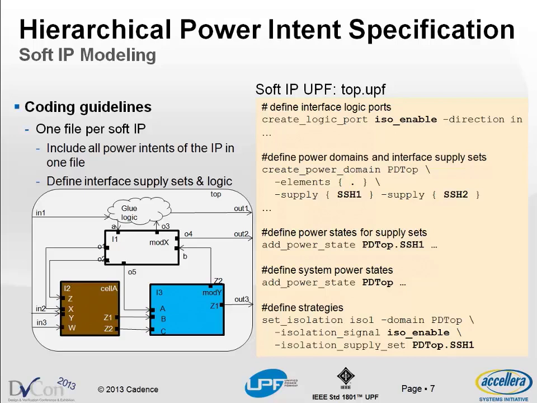You can define the global system state on the top level power domain. Then you can define some kind of isolation strategy. Okay, that is almost the full power intent: interface, logic interface, power interface, the states of the supply handles level as well as the system level, and then some strategies. This pretty much is your soft IP level's power intent.